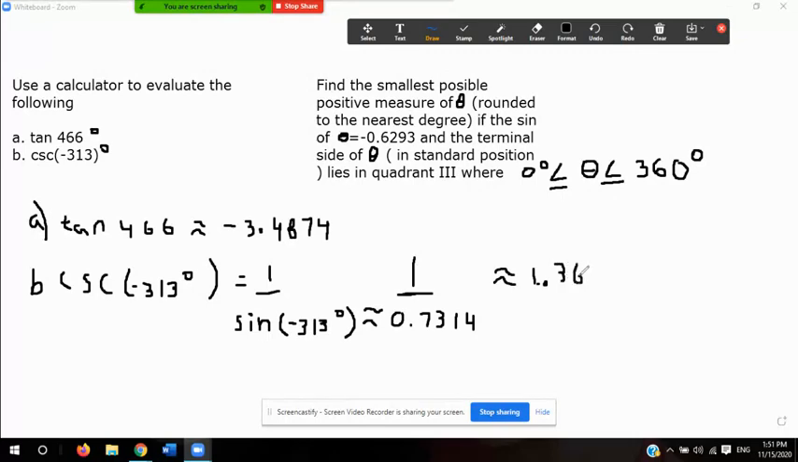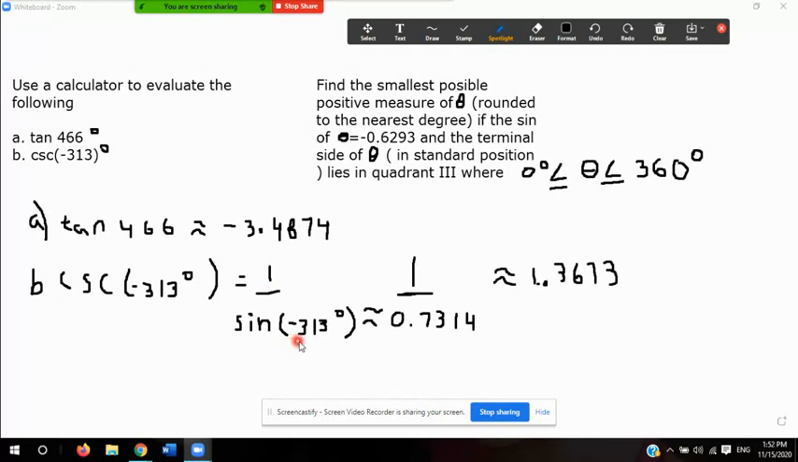Okay, so once again, the problem is asking me to find the cosecant, and there isn't a key in the calculator that will give me the cosecant. I have to use the inverse function, knowing that the cosecant is the reciprocal of the sine. So I would rewrite that as 1 over the sine of negative 313 degrees.